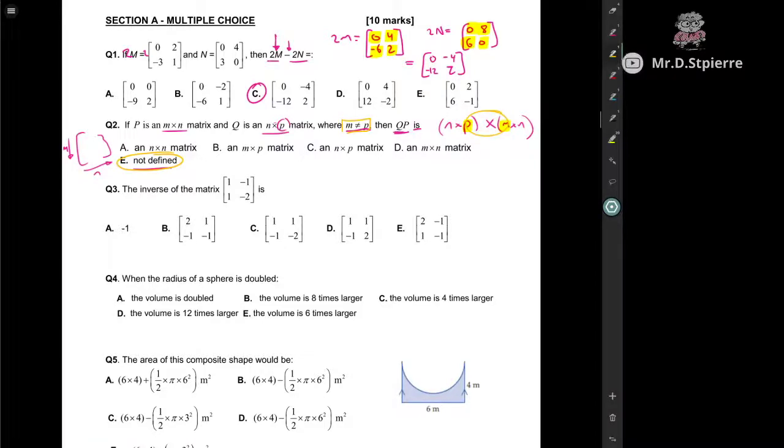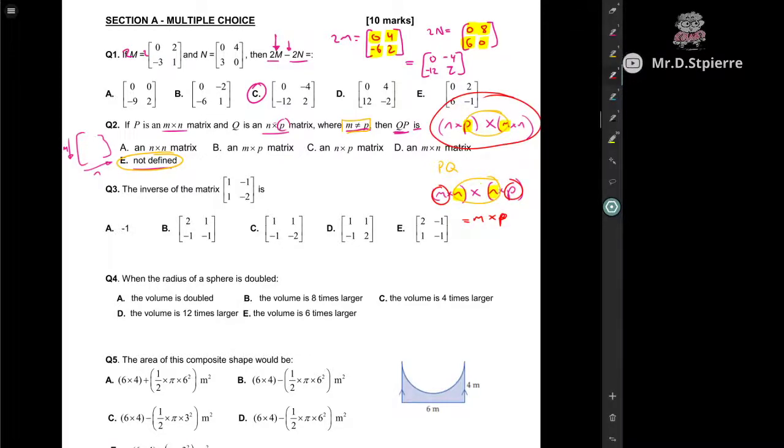If instead of QP, it asked us about PQ, well, P is an M by N, and we're multiplying that by Q, which was an N by P. In this case, we can see the two inside numbers are the same, therefore we can actually do that matrix multiplication. The size of the answer is given by the outside numbers, so the answer would be an M by P matrix. But in this case, we were asked the first situation.